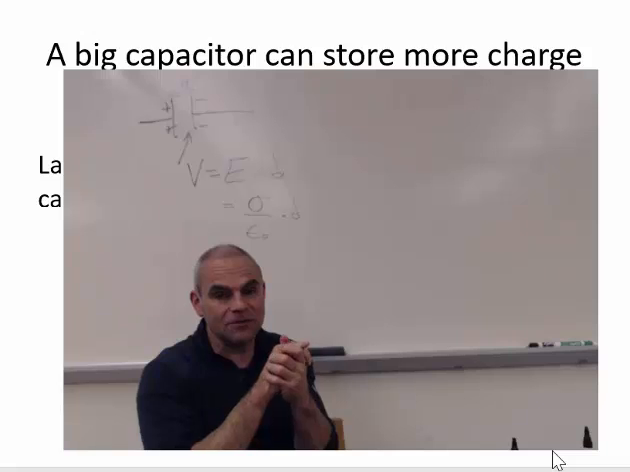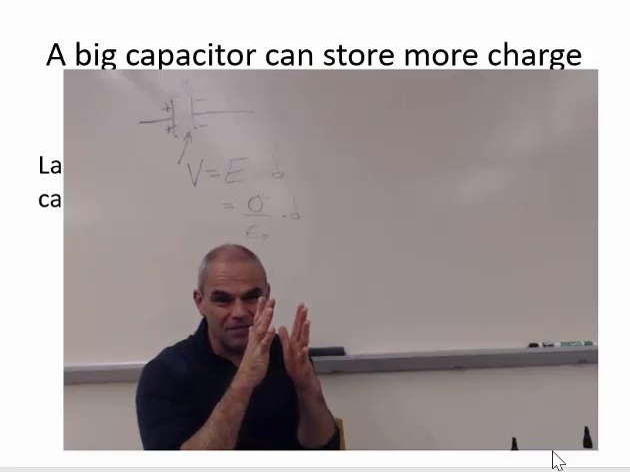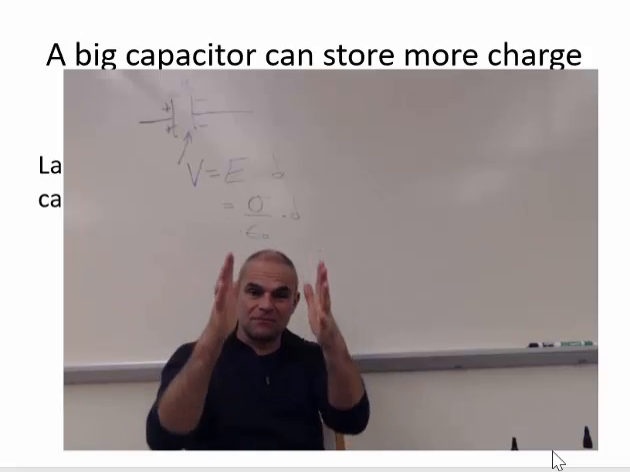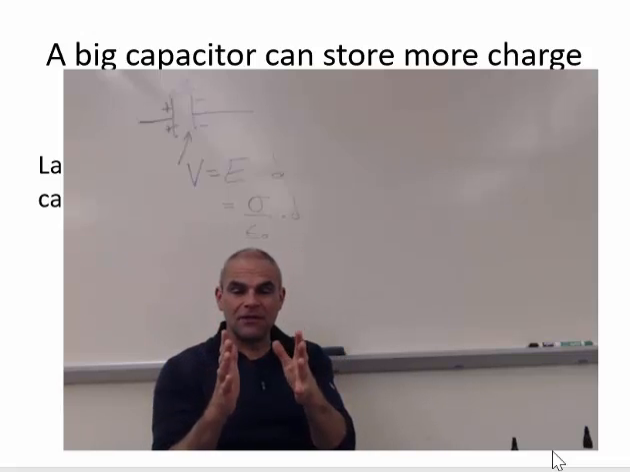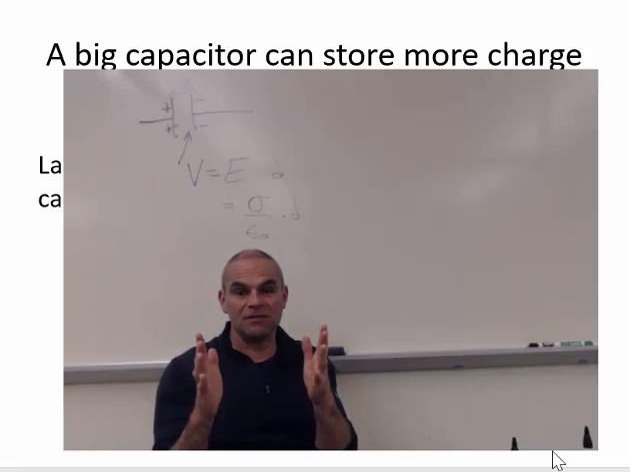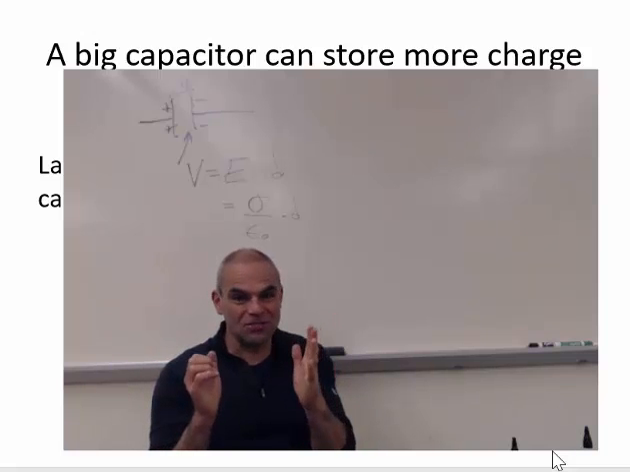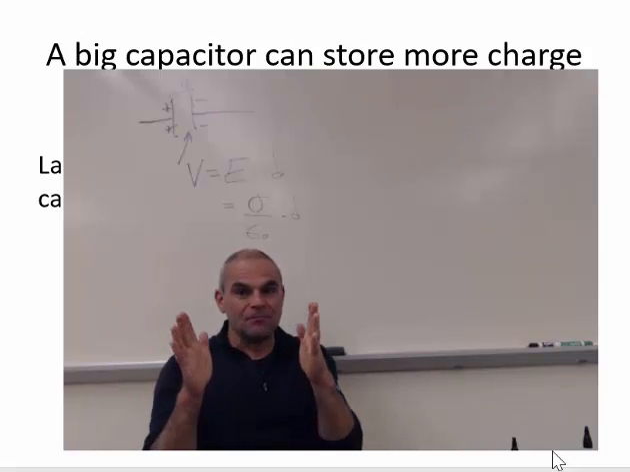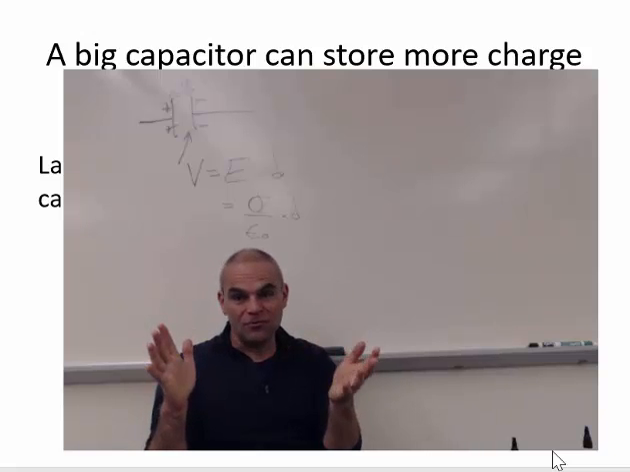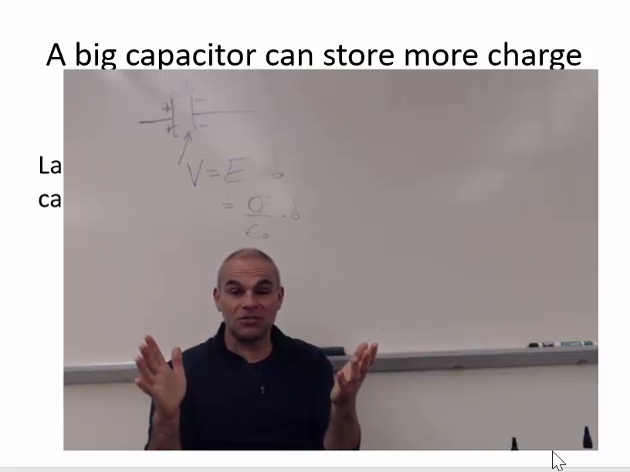And one of the things we're going to try to make sense of is that if you have more area of the plates, then you're going to be able to put more charge on there because the charge spreads out. You can only put so much charge on a given plate. But the bigger the plate, the more room there is for the charge to spread out, therefore the more charge you can put on a given plate, all other conditions being the same.